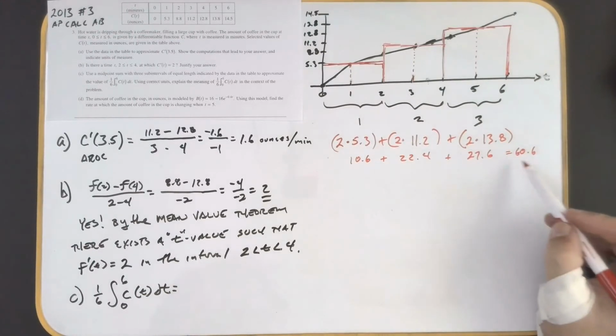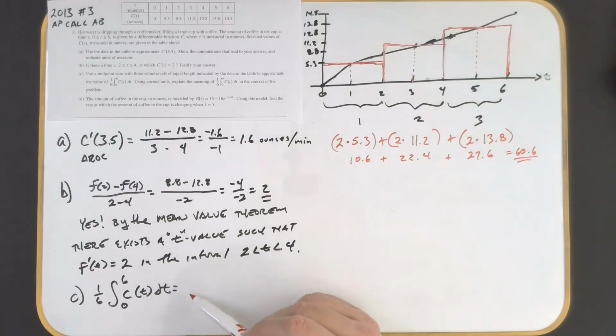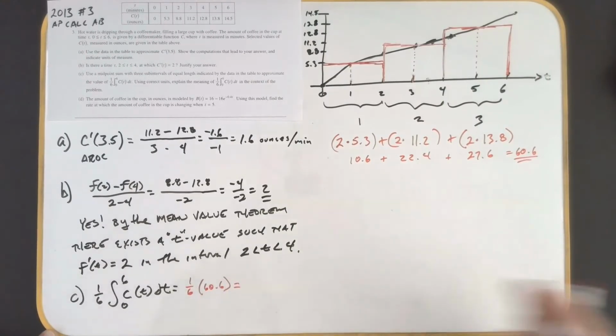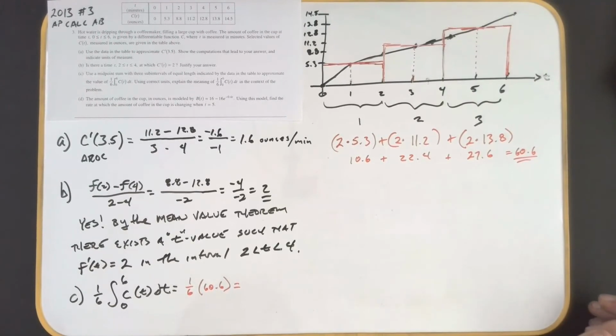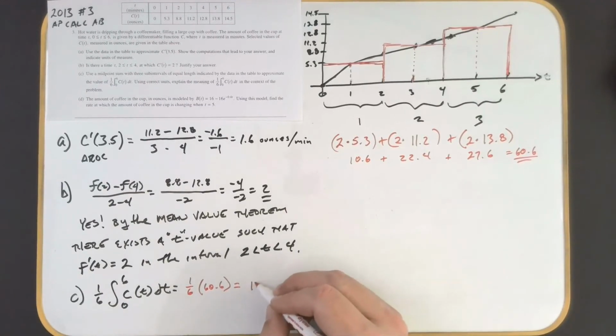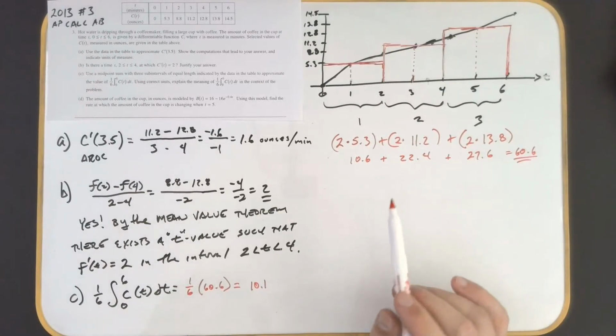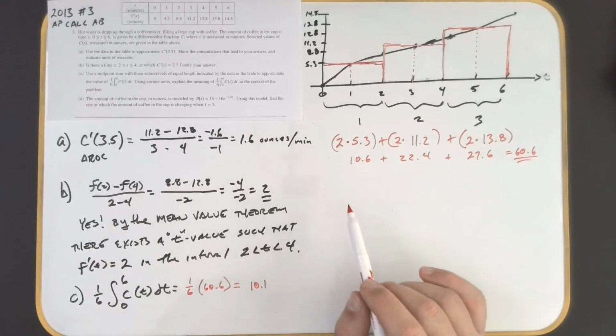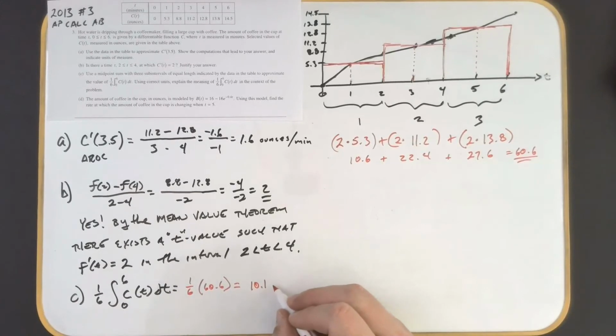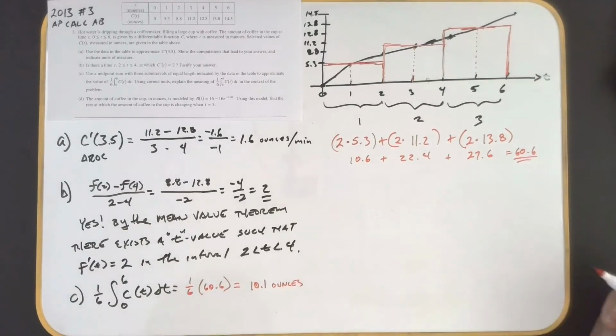60.6. So if we take this value and we bring it over here to our integral, I'll keep it in red. It looks like it's going to be 1/6 of 60.6. And again, this is a non-calculator question, though you will have a 4-function calculator if you want. So if we do the division there, we're going to get 10.1, and what we're finding is, since we integrated the function here, we're going to get ounces. So it's going to be 10.1 ounces.